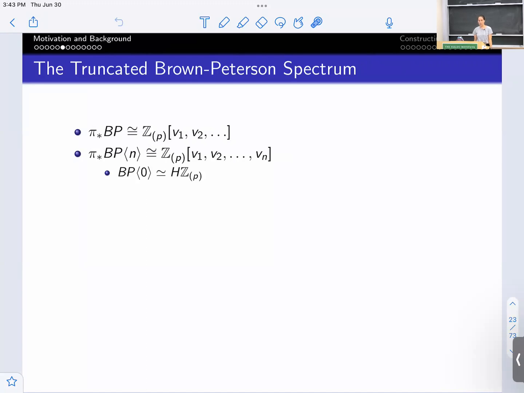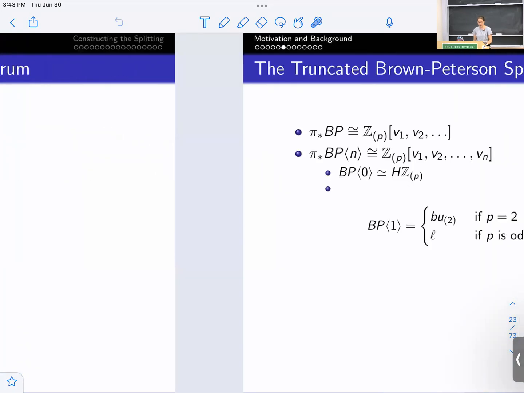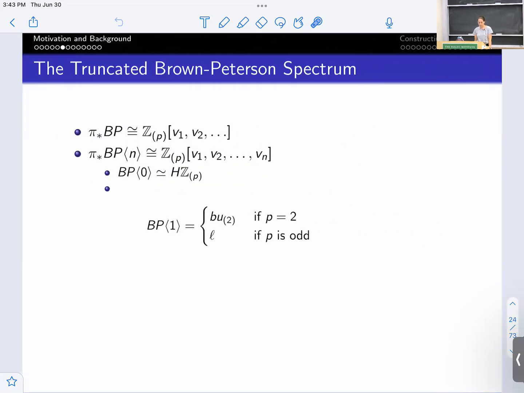When n is really small, these spectra have some other familiar names. BP0 is actually the Eilenberg-MacLane spectrum for the integers localized at p, because its homotopy groups shouldn't have any of those vi generators. BP1 is complex connective K-theory localized at 2 when the prime is 2, and it's the Adams summand of K-theory when the prime is odd.